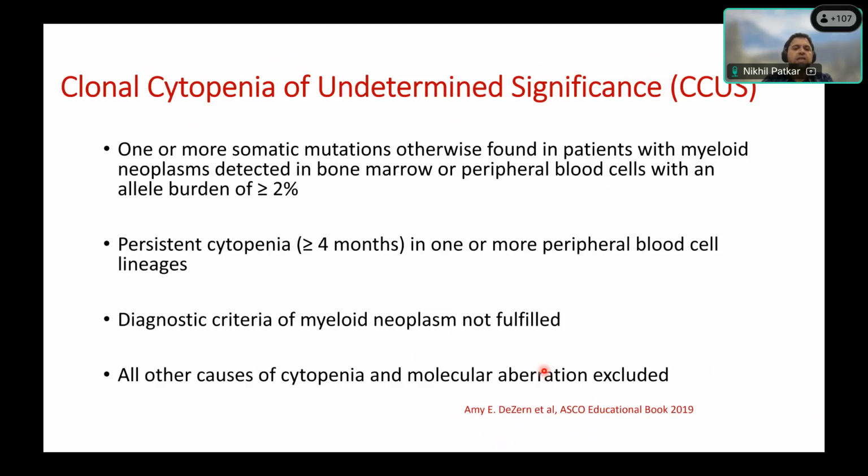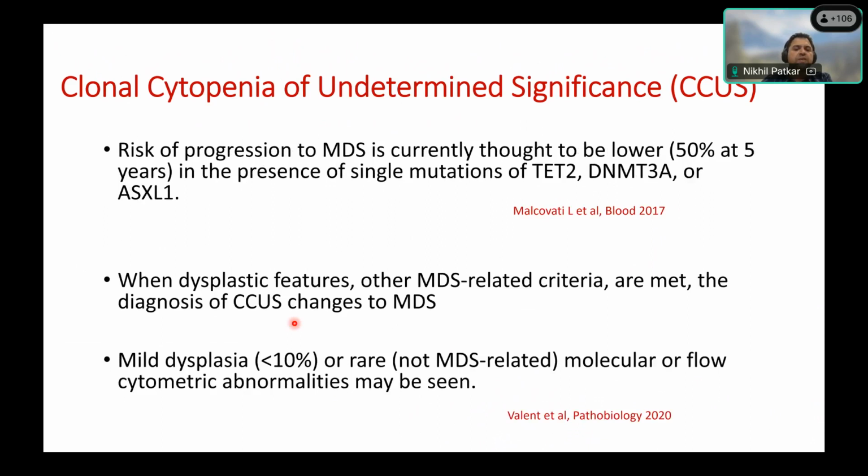So CCUS, or clonal cytopenia of undetermined significance, is defined as the presence of one or more mutations, which are otherwise detected in myeloid neoplasms, at a variant allele fraction of more than 2%. The patient has to have had persistent cytopenia for more than 4 months in one or more of the peripheral blood lineages. The diagnostic criteria of myeloid neoplasms must not be fulfilled, and all other causes of cytopenia and molecular aberrations must be excluded. The risk of transformation to MDS is currently thought to be lower, at 50%, in presence of single DNMT3A or ASXL1.